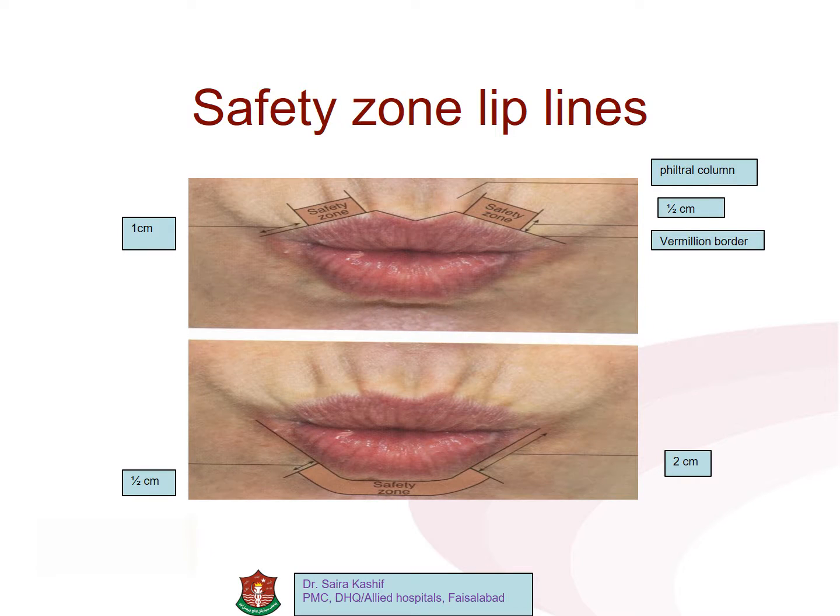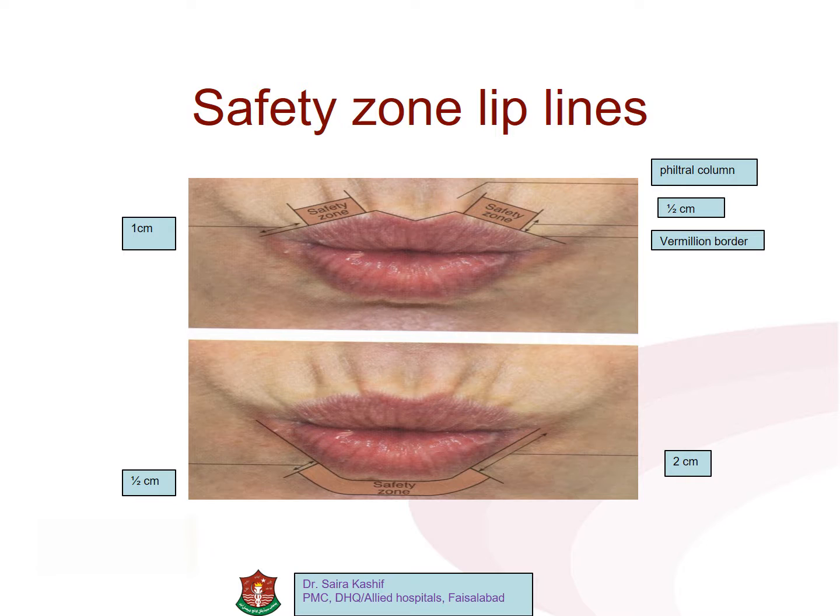The safety zone for the lip line is between the lateral border of the philtrum column. This is the philtrum column. You have to keep lateral to this line and 1 centimeter from the lip margin. And the lower part should be about half a centimeter above the vermilion border. This is the vermilion border. Keep 0.5 centimeter above this, 1 centimeter from the lip margin, and away from the philtrum column.